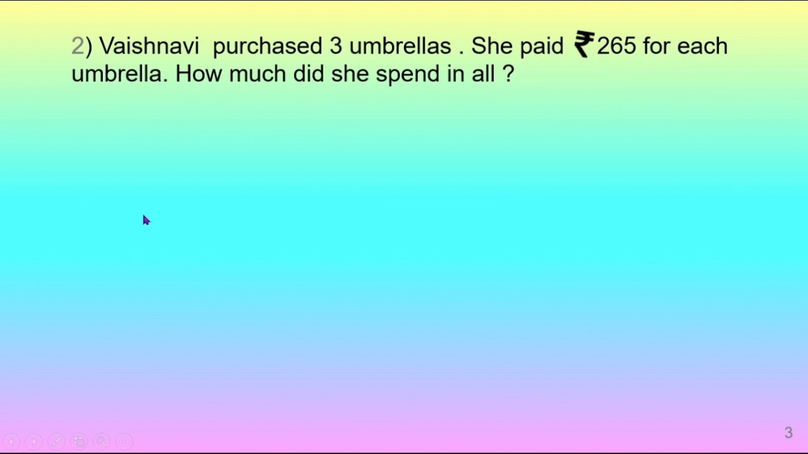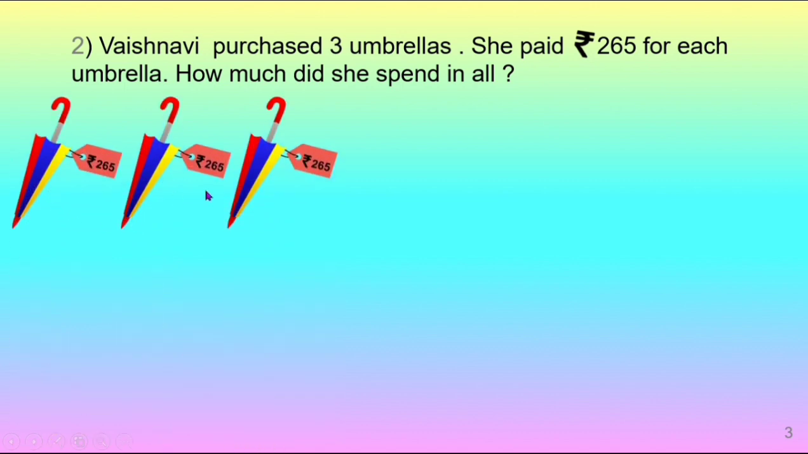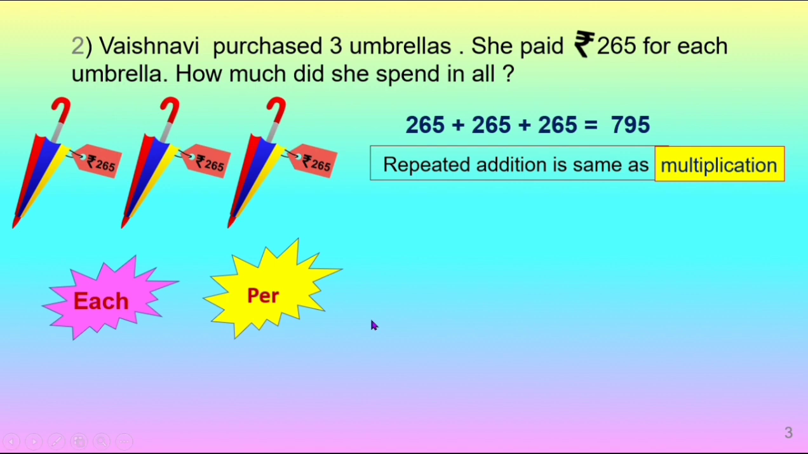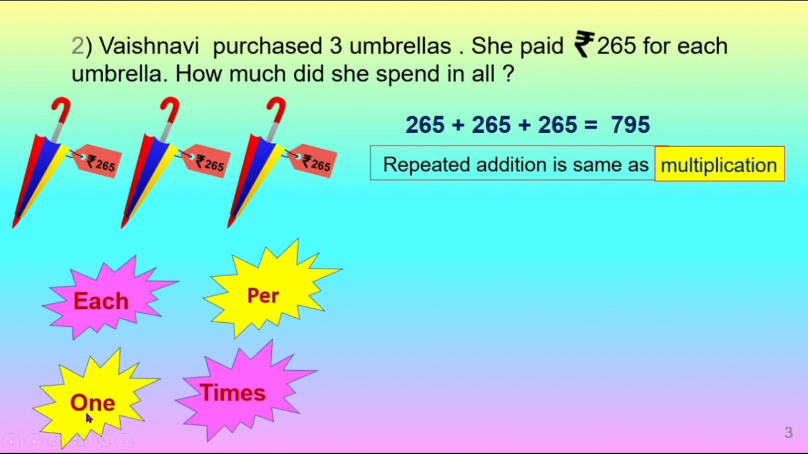First we will visualize the sum. So we have 3 umbrellas. Each of them is costing 265. So that means the number 265 has been added 3 times. Again we know repeated addition is same as multiplication. And what are the words we have to look for? Each, per, times, and 1. So what is the word here in our sum? It is each. So each umbrella costs rupees 265. So you know the cost of 1, you have to find the cost of many. So that is why we do multiplication.